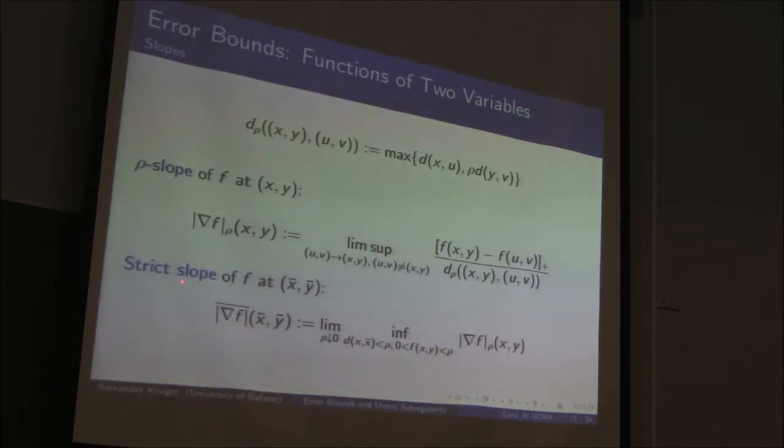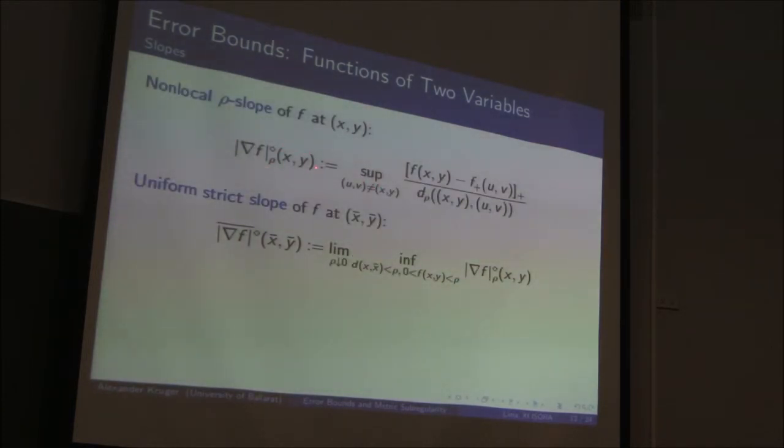Strict slope, I will omit "lower" now, because everything is lower in my presentation. But it is lower, because f of x bar is positive. I can't write just lim inf. I have to separate it into lim and inf, because rho is also here. The metric actually changes.